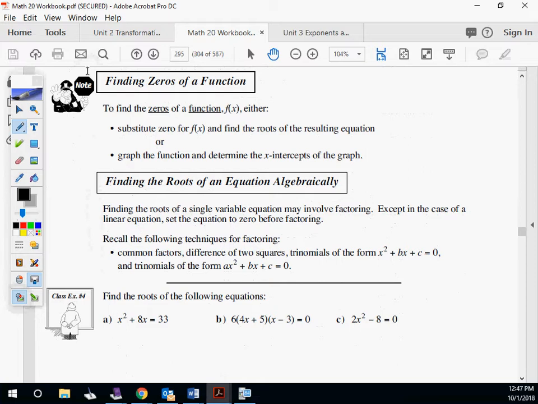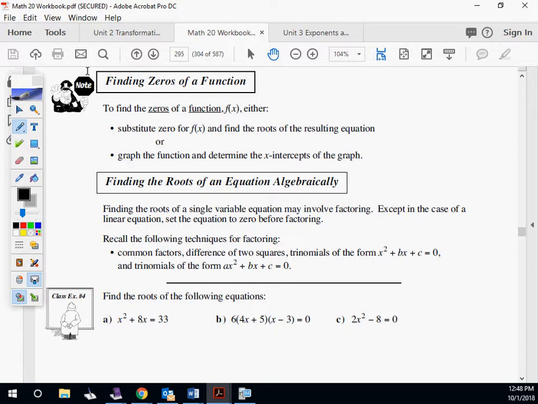So, note, find the zeros of a function. To find the zeros of a function f of x, either substitute a 0 for f of x and find the roots, or graph the function and determine the x-intercepts. Those are your two options. Either set the function equal to 0, factor and solve, or put it in your calculator and find the zeros by graphing.